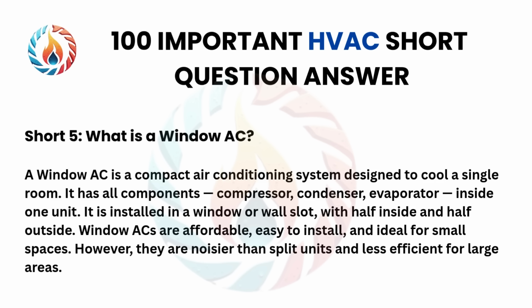Short 5. What is a window AC? A window AC is a compact air conditioning system designed to cool a single room. It has all components, compressor, condenser, evaporator, inside one unit. It is installed in a window or wall slot, with half inside and half outside. Window ACs are affordable, easy to install, and ideal for small spaces. However, they are noisier than split units and less efficient for large areas.